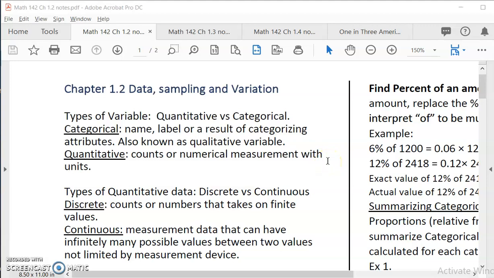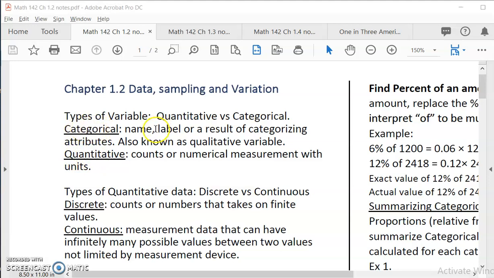When we collect data, of course, we have a goal of what we want to find out, but how we analyze them, how we display them, how we organize them has to do with the types of the data that we are collecting. So we want to classify them so that we know how to summarize them and also how to present them. So the first is the types of data classified as categorical data or quantitative.